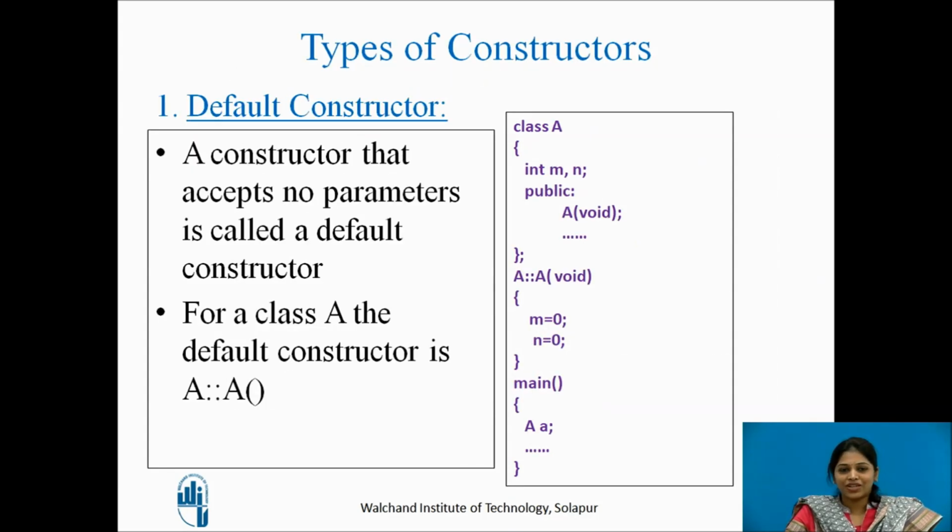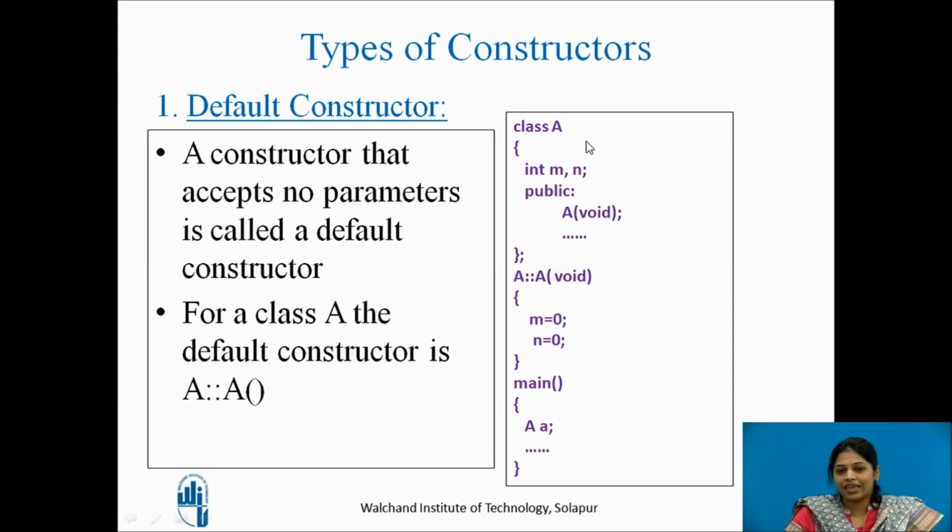Let's see the types of constructor. The first type is the default constructor. A constructor that accepts no parameter is called the default constructor. Let's see an example for the default constructor.